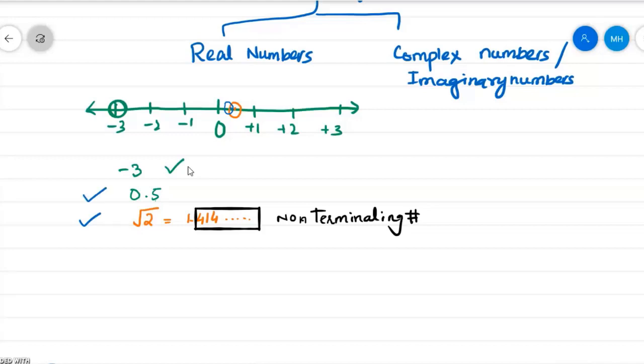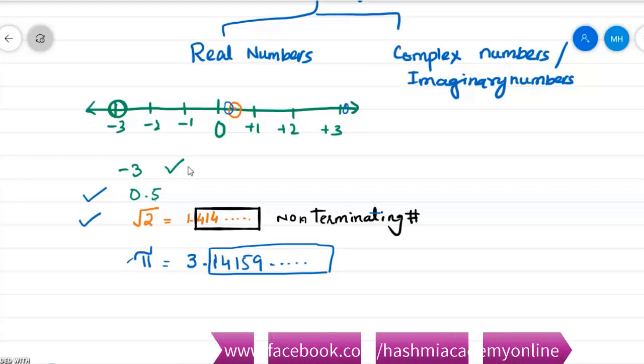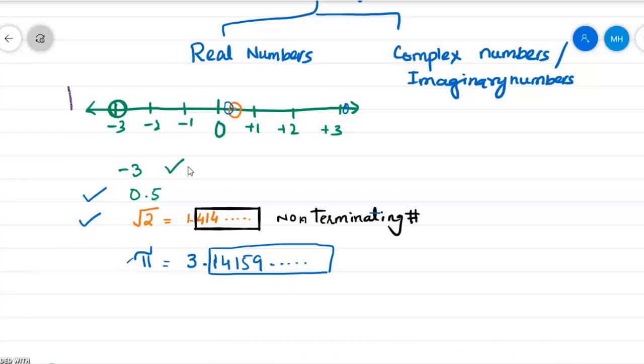0.5 is also a real number. And one more example, we have a unique number which is called pi. Yes, we have a value for pi, which is 3.14159, and it is also a non-terminating decimal. Yes, we can plot this number also over here. So the simplest definition for the real number is: any number which we can plot on this number line, you can call a real number.